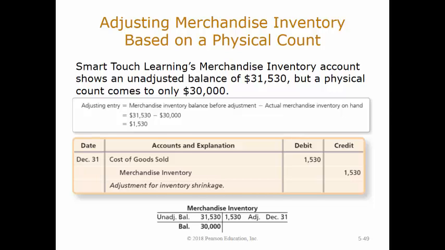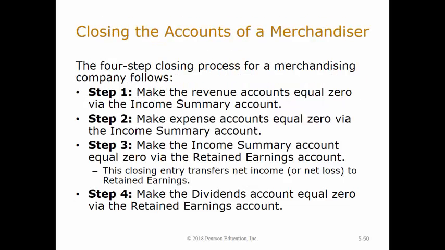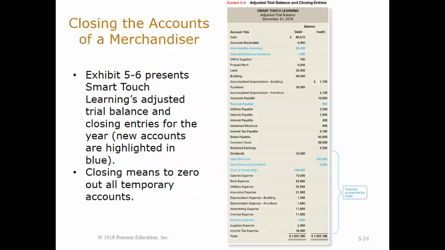The four-step closing process for a merchandising company follows. Step 1, make the revenue accounts equal zero via the income summary account. Step 2, make expense accounts equal zero via the income summary account. Step 3, make the income summary account equal zero via the retained earnings account. This closing entry transfers net income or net loss to retained earnings. Step 4, make the dividends account equal zero via the retained earnings account.